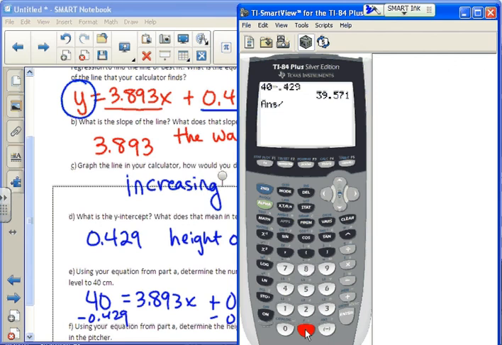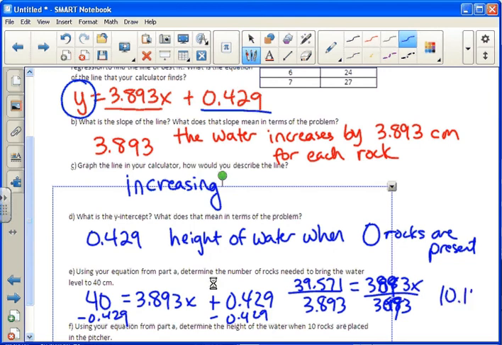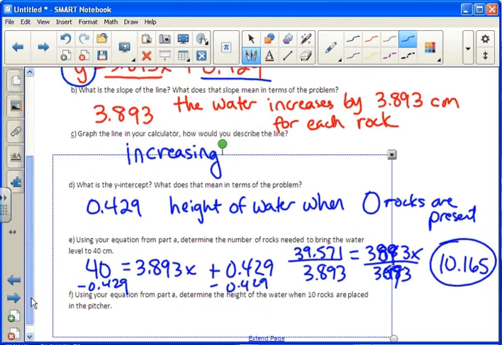And we get 10.165. So that is the number of rocks it would take to bring the water to a level of 40 centimeters. In part F, using the equation in part A, determine the height of the water when 10 rocks are placed in the pitcher. So that means we put in 10 for x.